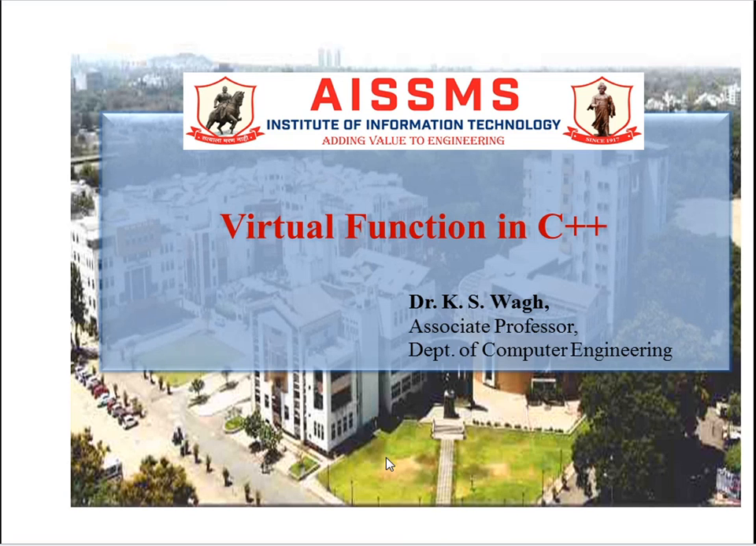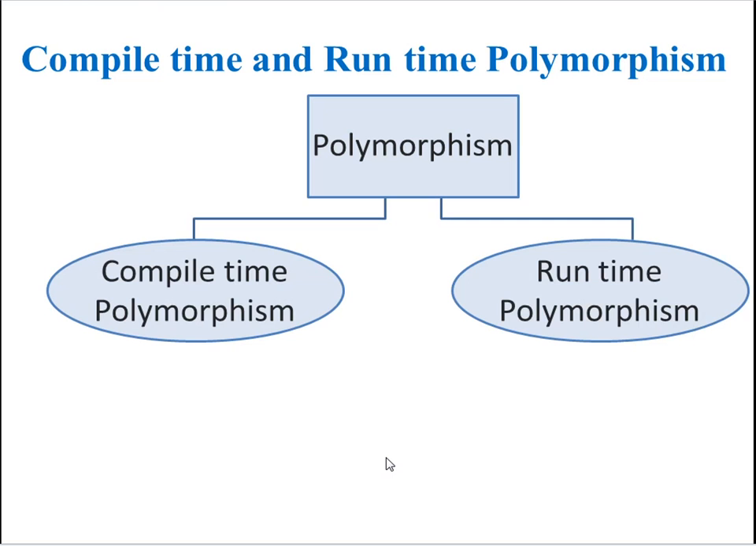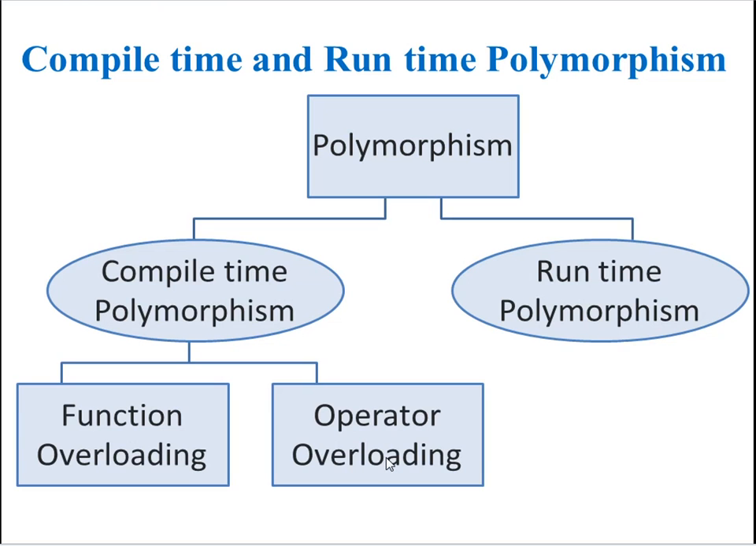Today, I'm going to explain what is virtual function in C++. Before going to details of the virtual function, we must know the polymorphism and types of polymorphism. We know the polymorphism. Polymorphism means many forms. There are two types of polymorphism. One is compile time polymorphism, and the other is runtime polymorphism.